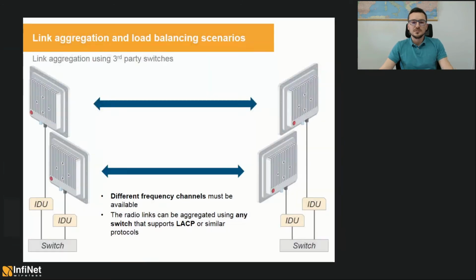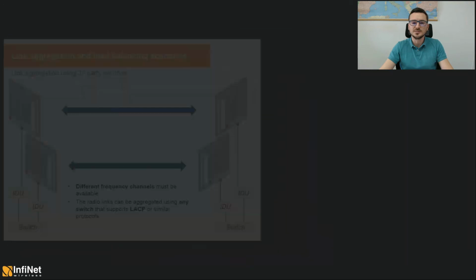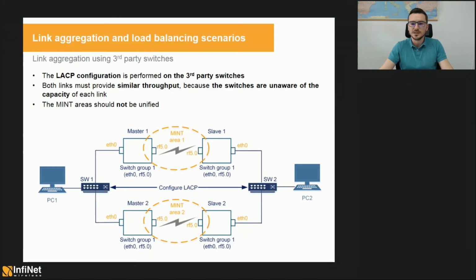Moving on to the link aggregation and load balancing scenarios that I want to show you today. In the first scenario that you can see in the picture, the link aggregation is performed using third-party switches that support LACP. So the LACP configuration in this example is performed only on the switches, and the Infinet units have just the default switch group configured with the Ethernet and RF ports added to it.